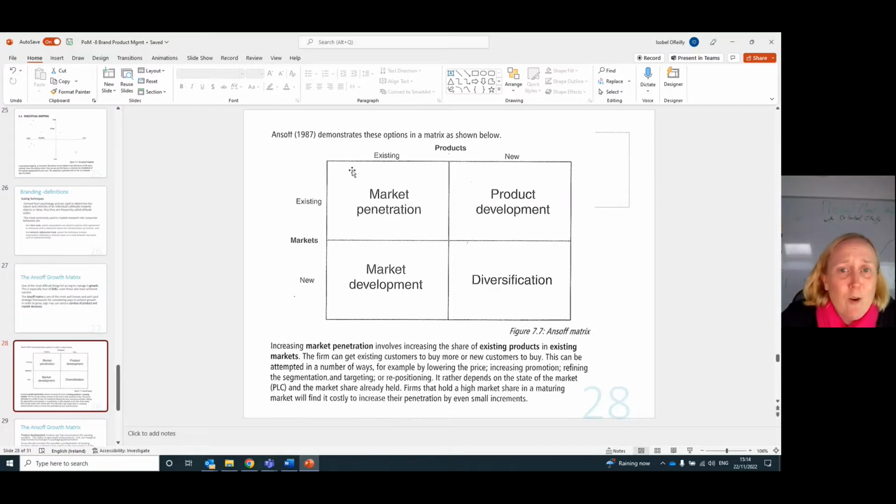So again, as I said before, we love a box diagram. So here's another one. On the vertical axis, we've got markets, and in this case, it's binary. It's either new or existing, so it's a whole box or nothing. New market on the bottom or existing market on the top. And then on the horizontal axis, it's again existing products or new products. So it's either left for existing or right for new.